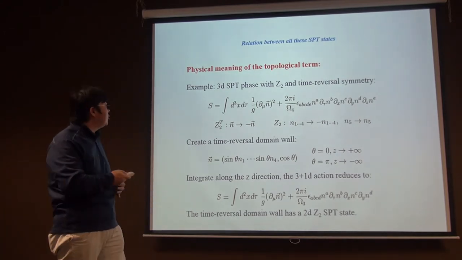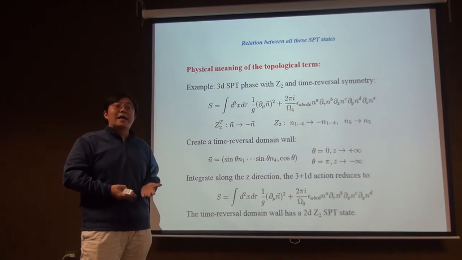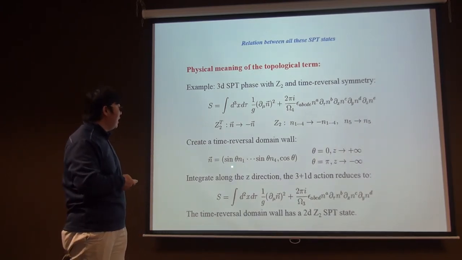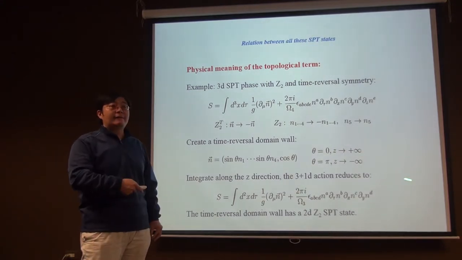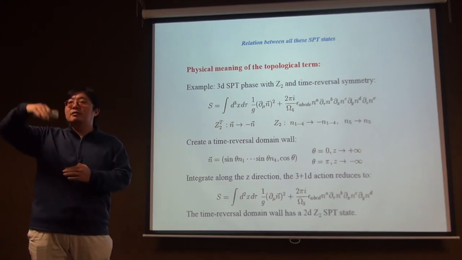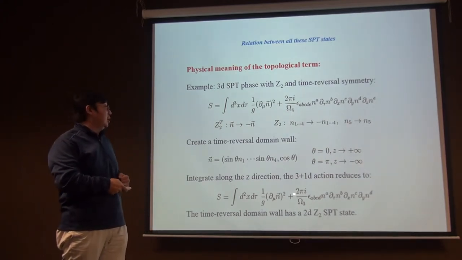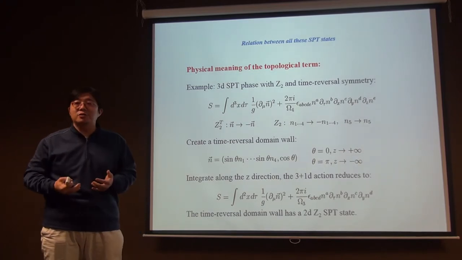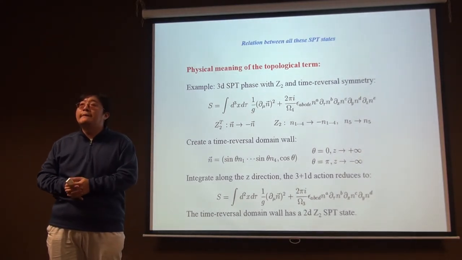means that I will reduce the 3+1 dimensional theory to a 2+1 dimensional theory. And this 2+1 dimensional theory will contain only n1 to n4. And this theory looks like this. After I integrate over the third component, it will look like this. And in this theory, because n all change sign under Z2, this theory precisely corresponds to a two-dimensional Z2 SPT. Two-dimensional SPT with Z2 symmetry.